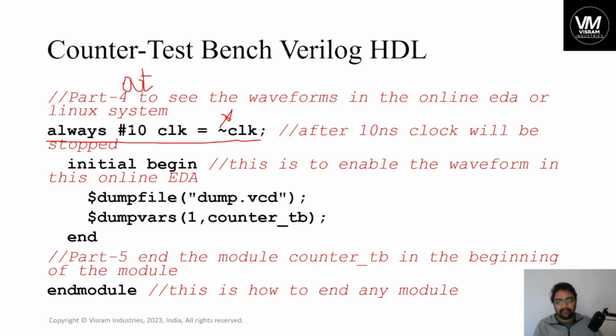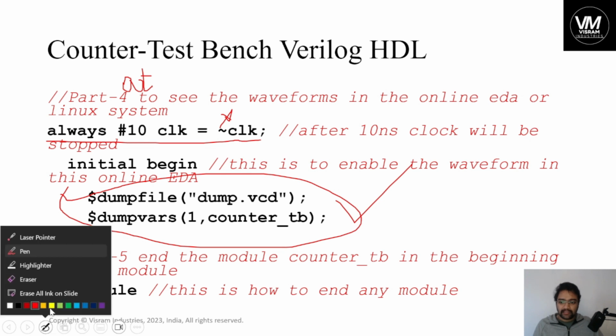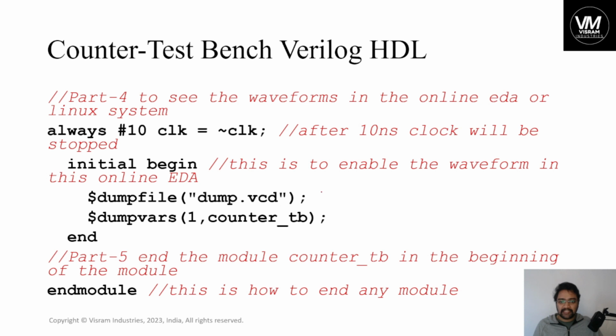What amount of time? 10 nanoseconds. Initial begin, you can begin the process, and dump file, dump vars. So this is again a declaration you should remember. If you write a few more lines of code in a continuous way, you will get all of this, how to write it and all. That is how you enable the display.